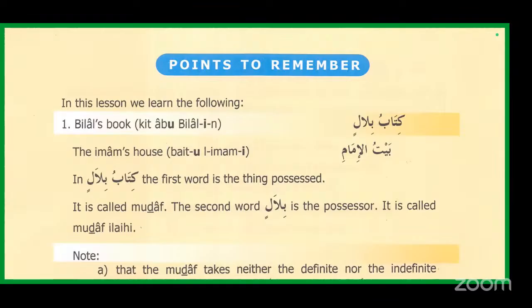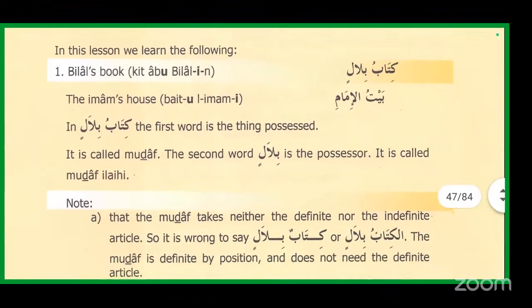Kitabu Bilalin, Bilal's book; Baitul Imami, the Imam's house. Because al-imami is there, that's why we translated it as the Imam's. So in Kitabu Bilalin, the first word is the thing possessed, which is kitab. It is called mudaf. The second word Bilalin is the possessor. It is called mudafun ilayh. We explained this point yesterday as well.